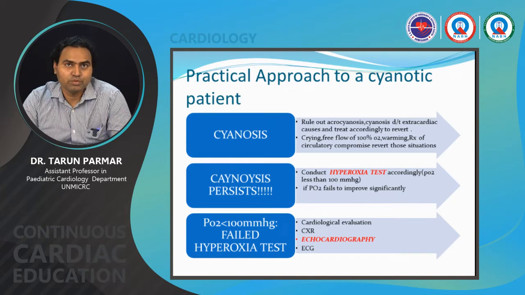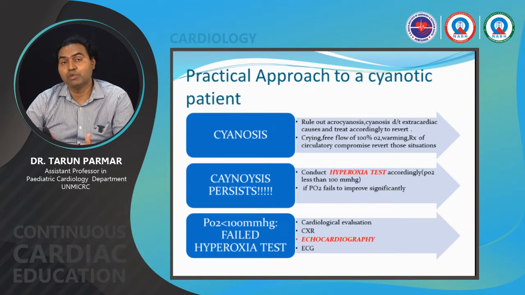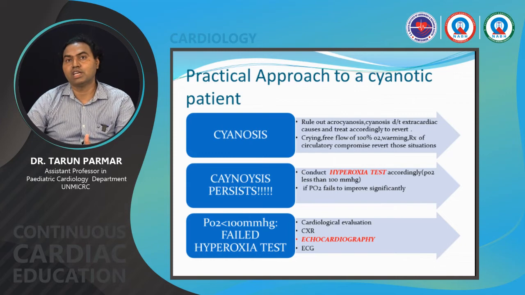So what is the practical approach to a cyanotic patient? First things first, if the patient has cyanosis, rule out acrocyanosis or cyanosis due to an extracardiac cause, mainly a respiratory cause. If you are confirmed that this is cyanosis due to congenital heart disease, then you have to do the hyperoxia test if you are not sure.